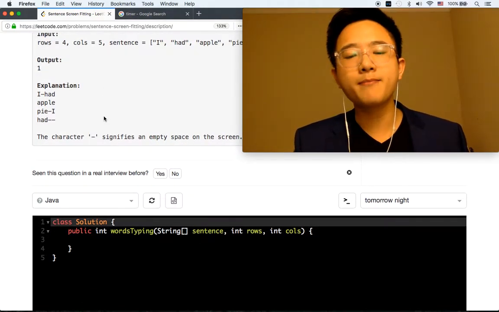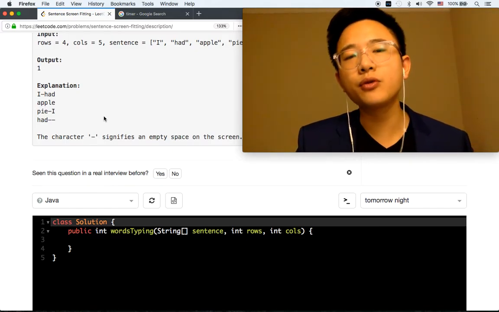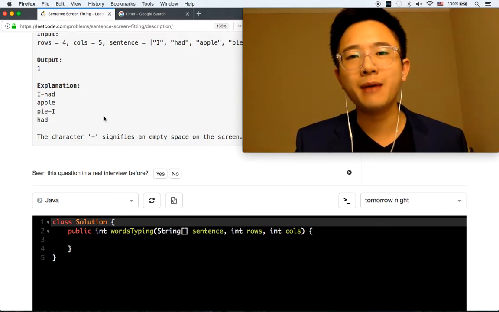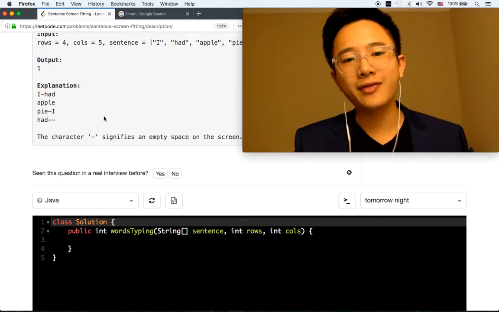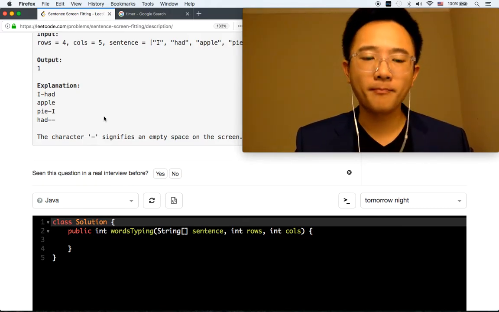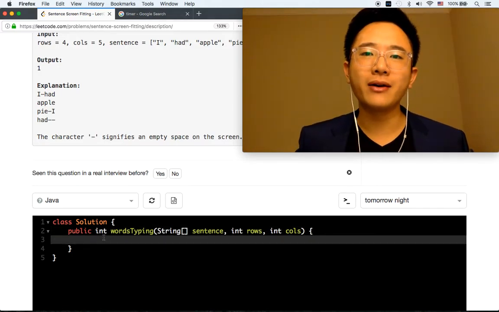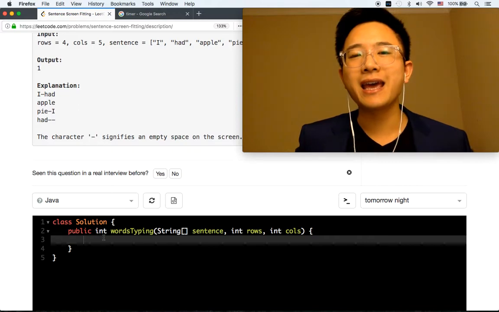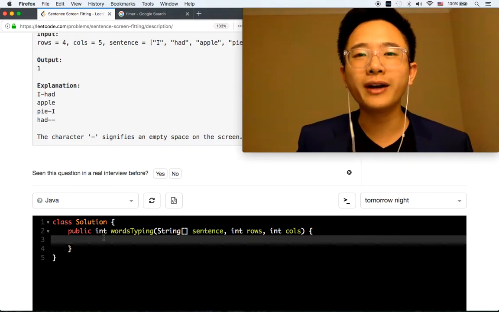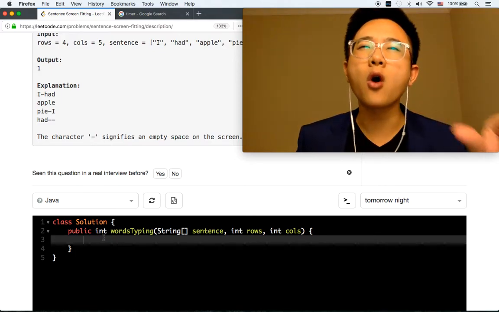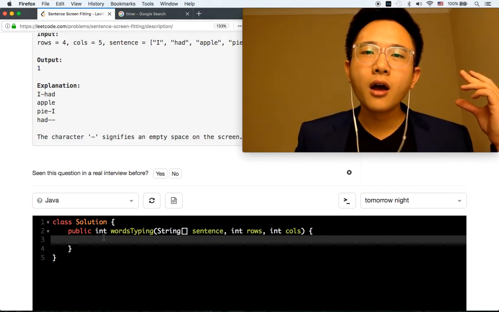So can we improve this? Can we improve this? The answer is yes. We can improve from m times n, where m is the number of rows and n is the number of columns, to, I think, big O of n. So how so? At the end of the day, what we care about is if a sentence can be fit into this current row, right?